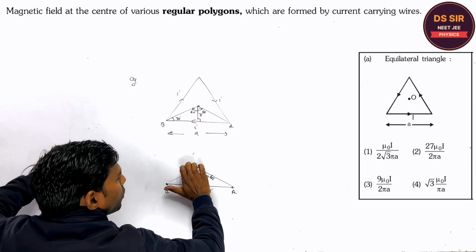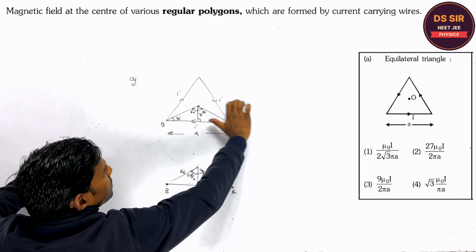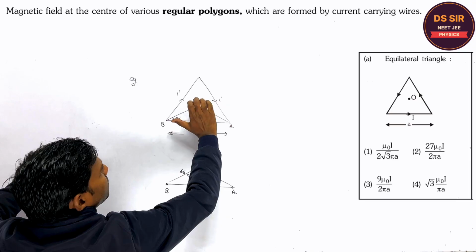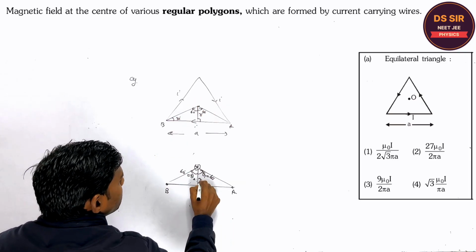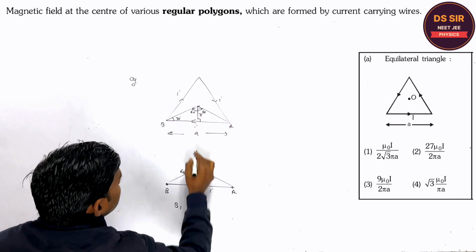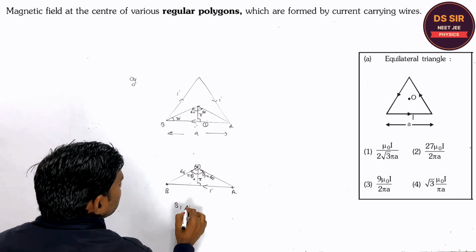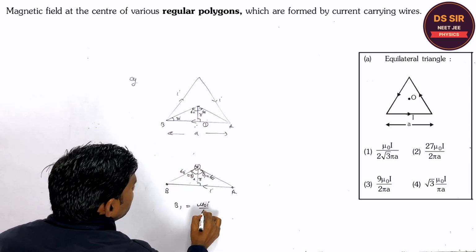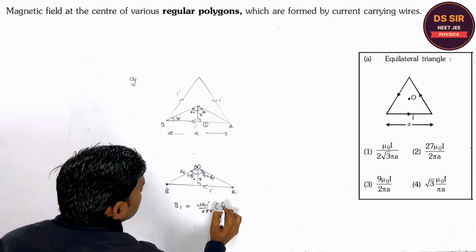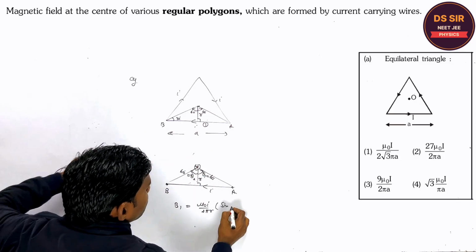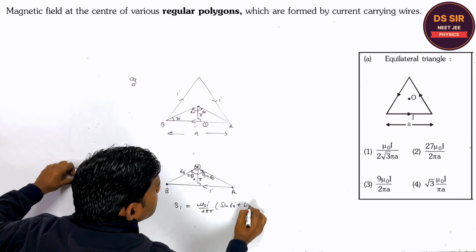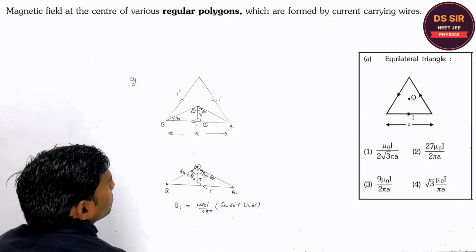So current is towards left, the magnetic field will be into the paper, into the board. Suppose this is the R. So the B1, suppose this is the portion 1, is μ0I upon 4πR (sin θ1 + sin θ2), 60 plus 60. Is it clear or not?